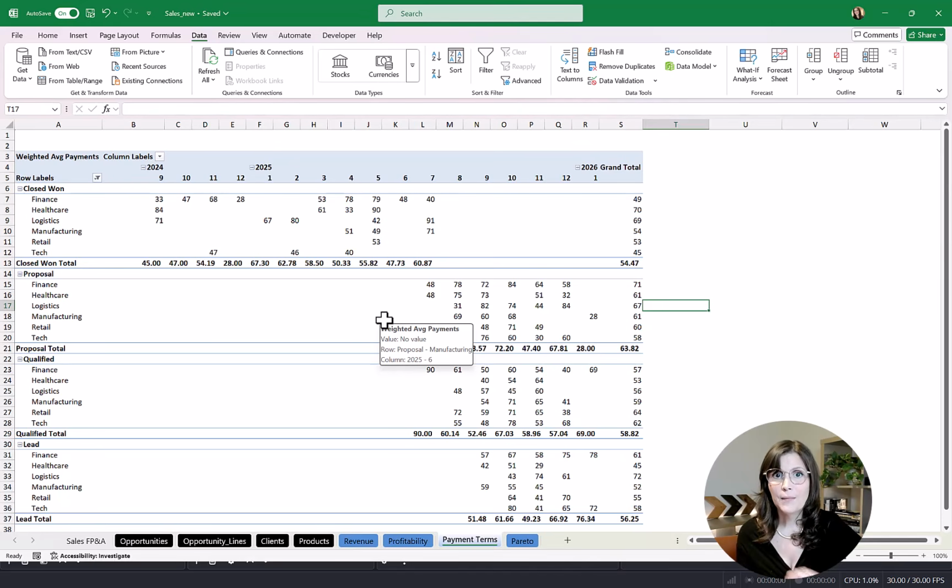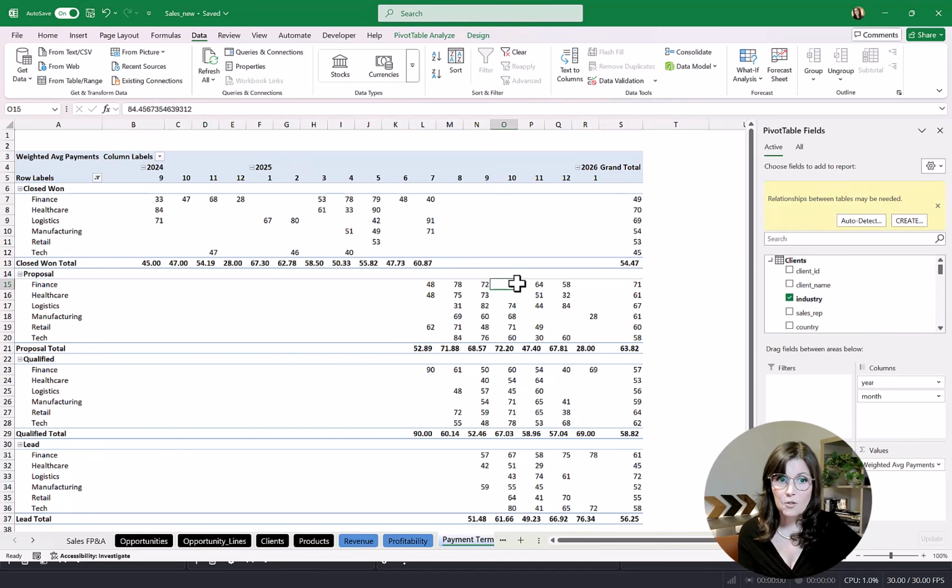For example, I found a proposal in August for finance that has very high payment terms. It's calling for 84 days of payment terms. This is quite long for the average that I'm seeing all around.